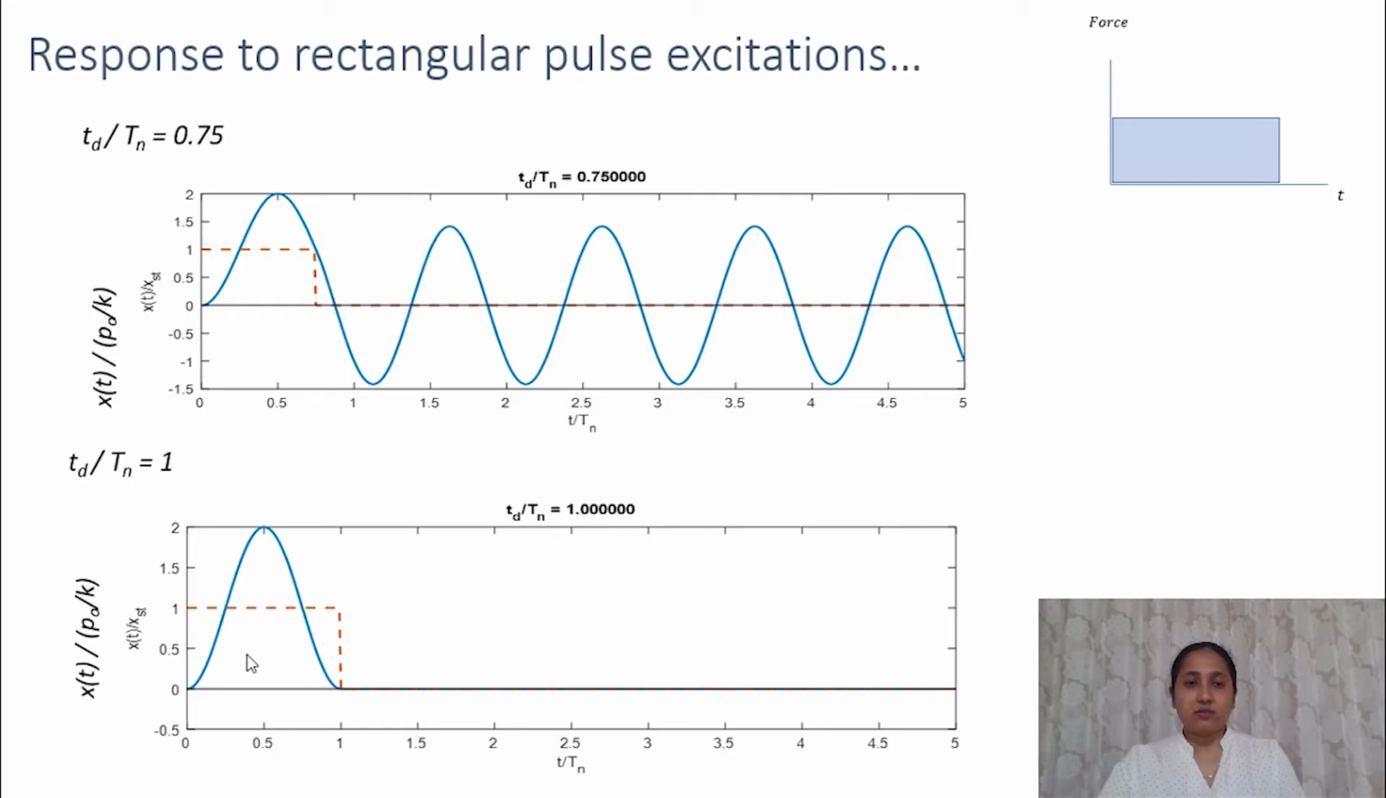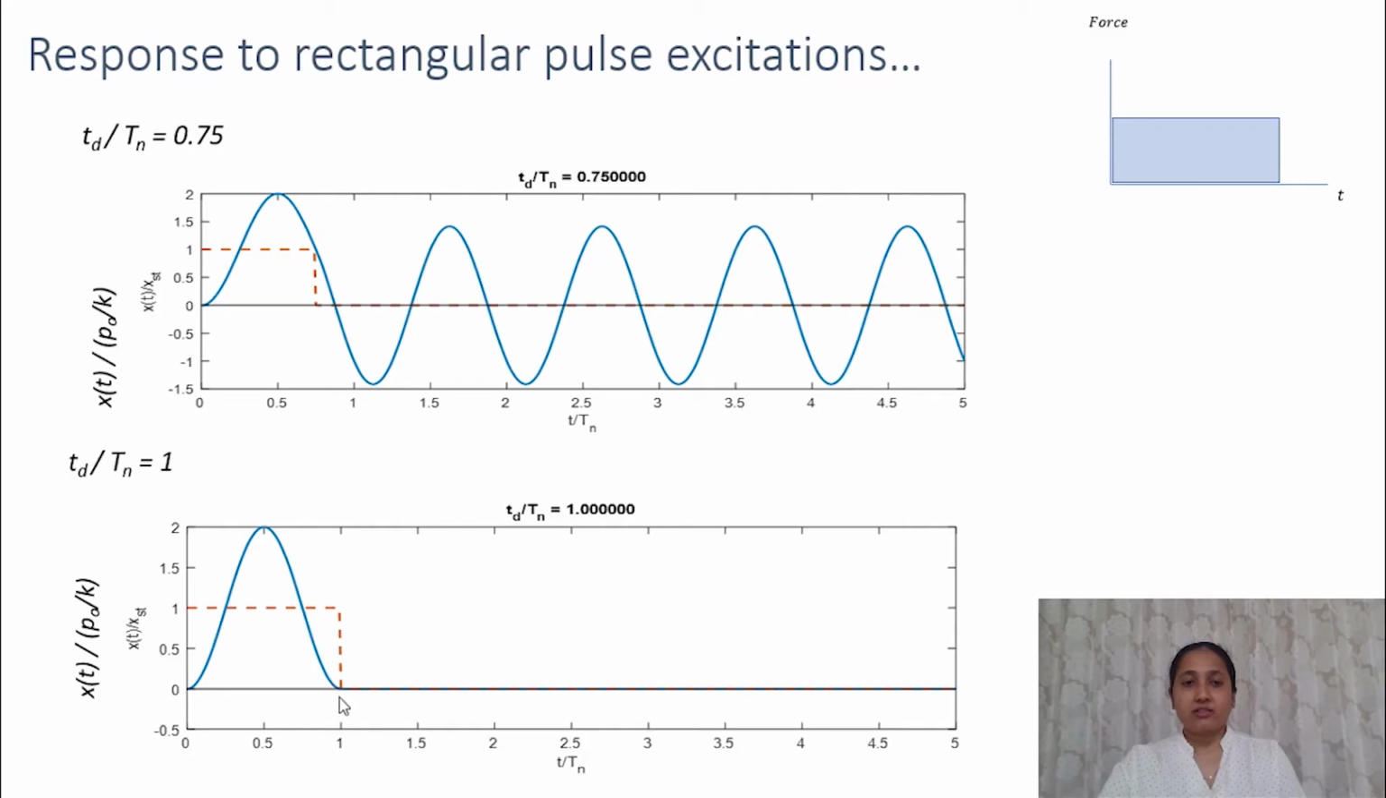So the system is oscillating during the forced vibration phase about the static displacement position. So this is oscillating about P naught by K, that is x by P naught by K is 1. So this is starting to oscillate, but when t by Tn is equal to 1, that is when the pulse stops, the displacement and the velocity both are equal to 0.